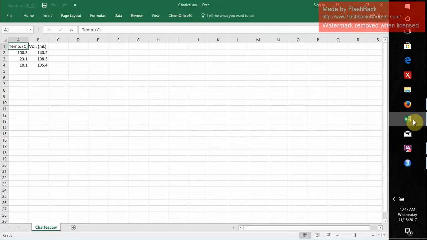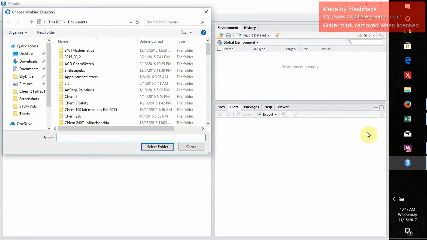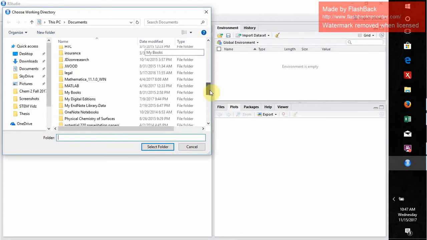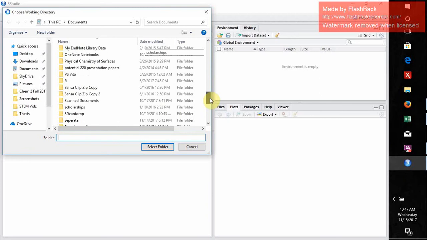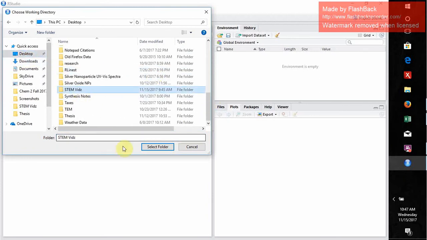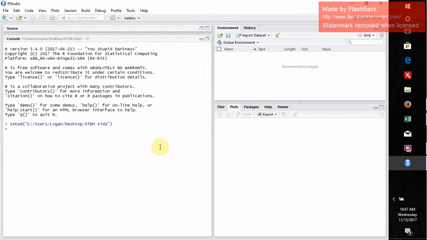So recall that we're trying to look at this data. So again, charleslaw.csv, and it's saved in a folder on the desktop with the name StemVids. Here it is. So we've set the working directory now.